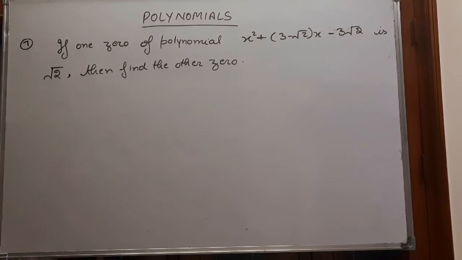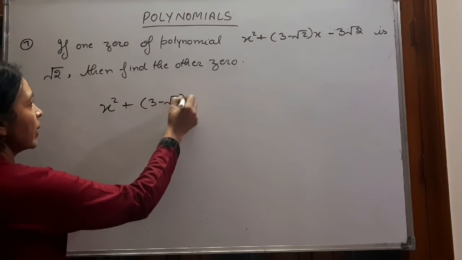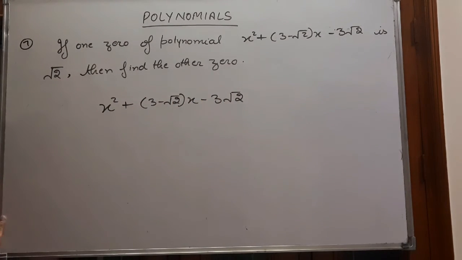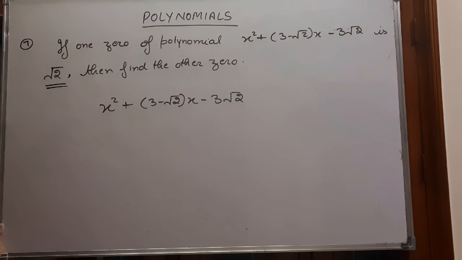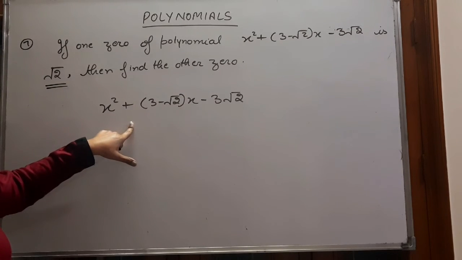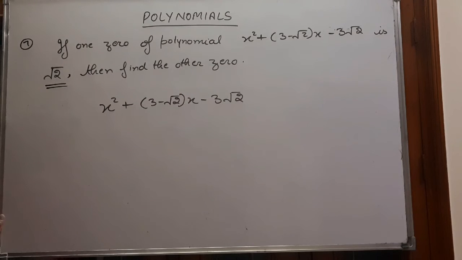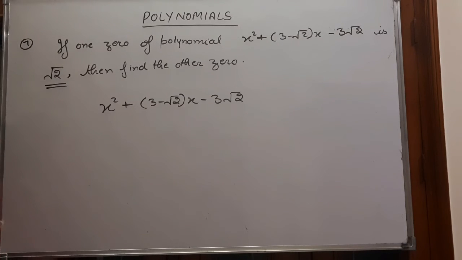If one zero of a polynomial x square plus (3 minus root 2) x minus 3 root 2 is root 2, find the other zero. This is a quadratic polynomial, and a quadratic polynomial can have at most two zeros. One zero is given, root 2. This zero means that if we put the value of x as root 2, the polynomial will be 0. Now we have to find another zero, and if we put that value in x, we will again get 0.